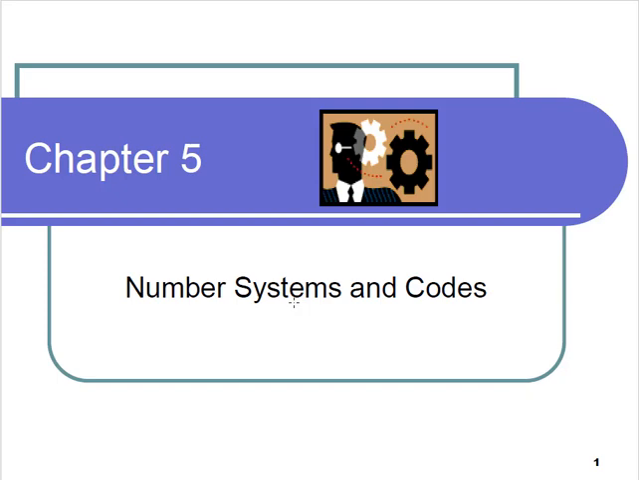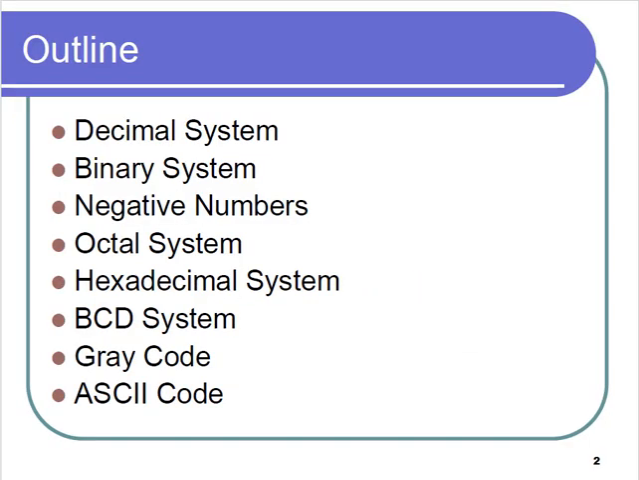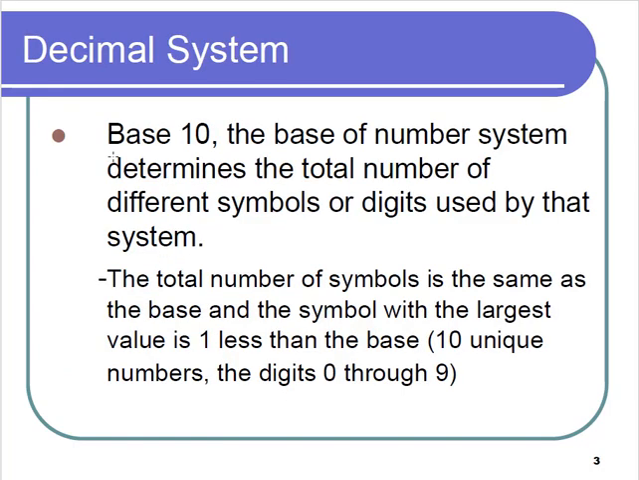Continuing on our course BJTM 3063, Automation and Robotic. We are now in chapter number 5, which is the number systems and codes. The lecture outline for this chapter will be on the decimal system, binary system, negative numbers, octal system, hexadecimal system, BCD system, Gray code, and ASCII code. Let's start off with the decimal system.